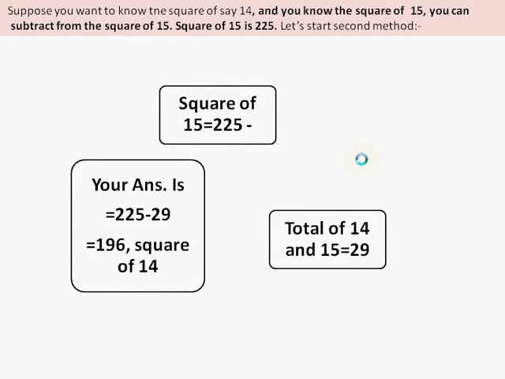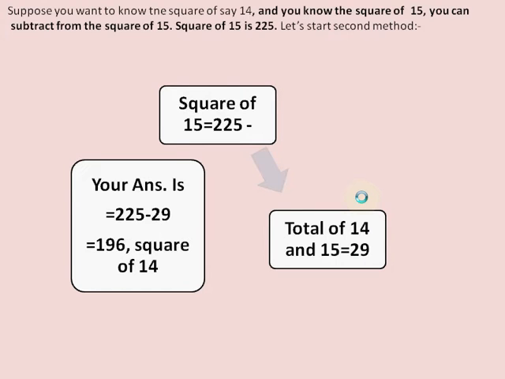Now suppose you know the square of 15. You don't know the square of 13, you know the square of 15, and you want to calculate the square of 14. Then what do we do? The square of 15 is 225. The first step is we sum the numbers 14 and 15, because we know the square of 15 and we want to know the square of 14. The sum of 14 and 15 is 29.